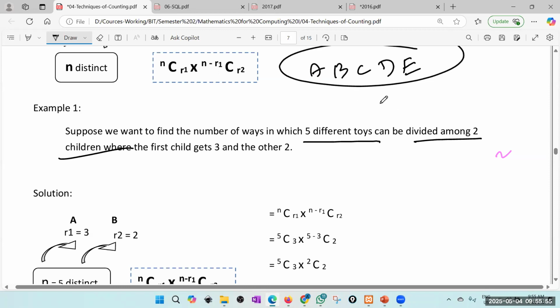First child gets 3. Right? So now n is 5. So the first child gets 3.